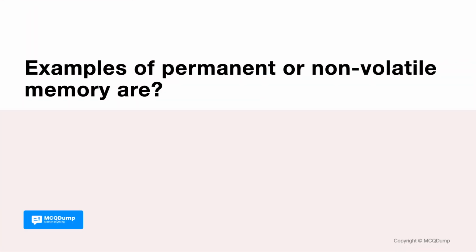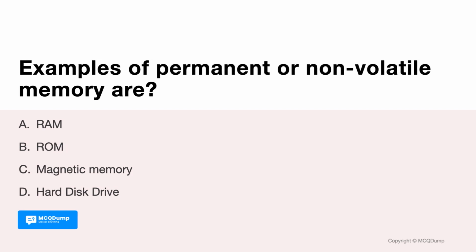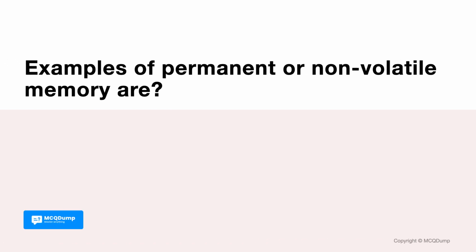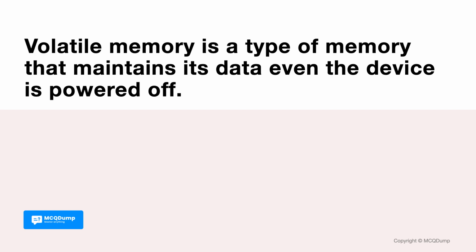Examples of permanent or non-volatile memory are? Options are A. RAM, B. ROM, C. Magnetic memory, and D. Hard disk drive. Answer is except A. RAM. All are correct. ROM, magnetic memory, and hard disk drive are examples of permanent or non-volatile memory.